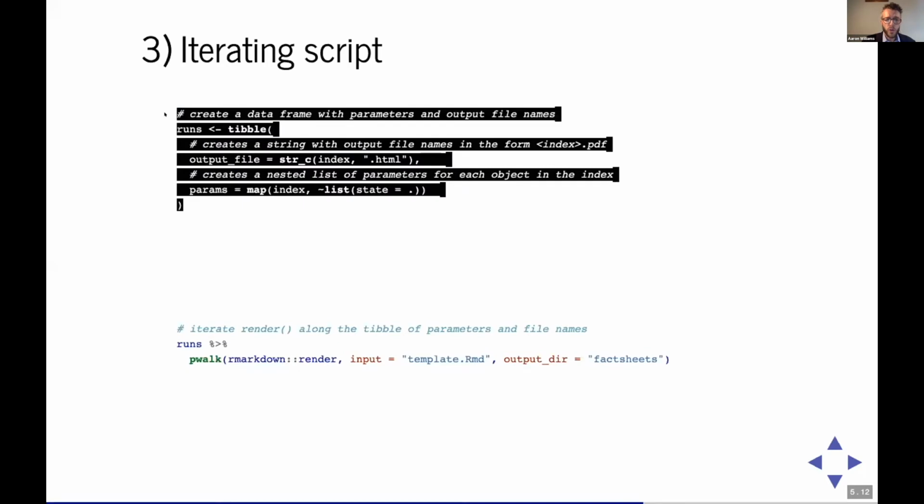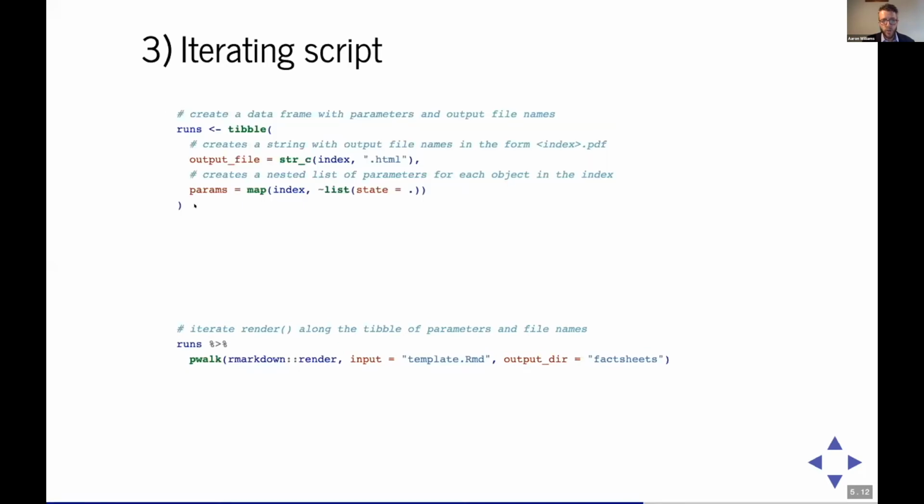So first, we're going to create a data structure. I called it runs here. It's going to have the output file names. This is what we want the names of the .pdf or of the .html to be once they're knit. And then we're going to create a list column that has the different parameters that we want for each output file. In this case, it's just state name.